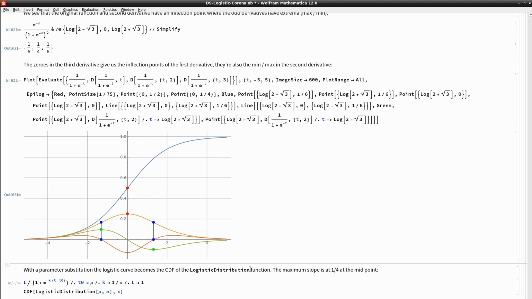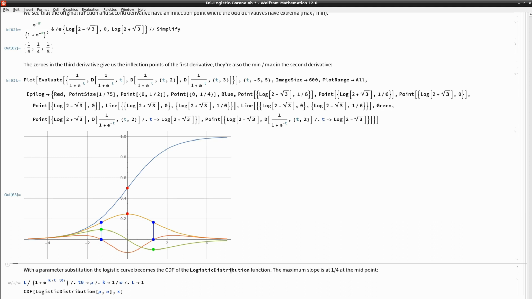I've highlighted that specifically. Let's make note of the fact that these blue points here are the zeros in the red curve. They're the inflection points of the orange curve, and they're the minimum and maximum on the green points, right? This is important, and this is what we're going to use in a moment. And we also note that the inflection point of the original logistic function corresponds to the maximum of the first derivative.